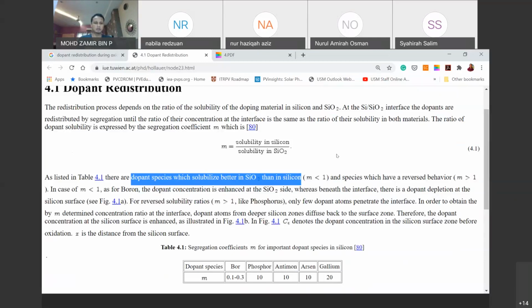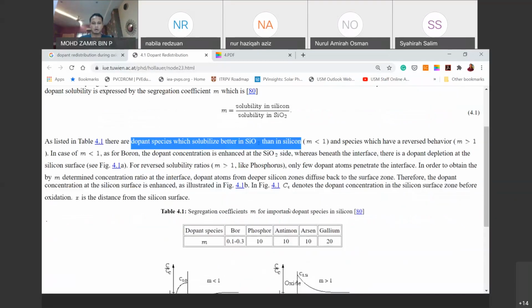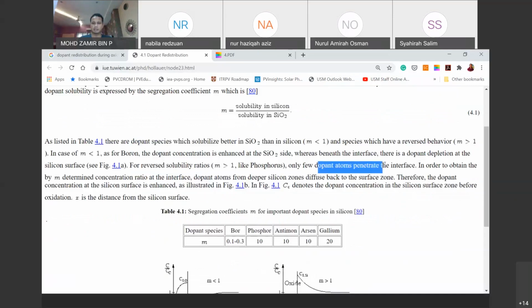For reverse solubility ratio, which is more than 1, also reflects C1 over C2 more than 1, like phosphorus. Only few dopants penetrate at the interface, so they tend to pile up, and you can find more of them in the silicon. So you're going to have a higher C1 compared to C2, therefore M is more than 1. Therefore, the concentration of phosphorus in this case, the silicon surface is enhanced, so giving M higher than 1.